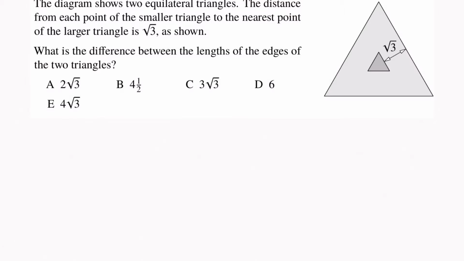So the question is as shown. The diagram shows two equilateral triangles. The distance from each point of the smaller triangle to the nearest point of the larger triangle is √3, as shown. What is the difference between the lengths of the edges of the two triangles?